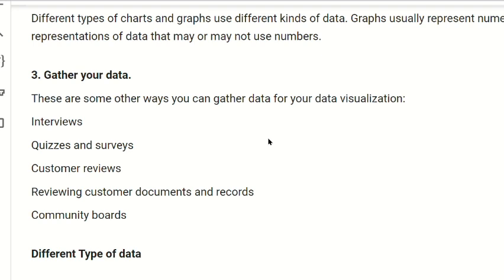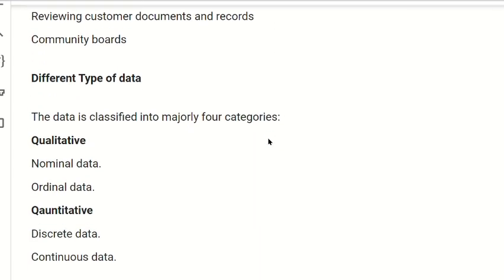Basically, we have customer reviews, quizzes and surveys, reviewing customer documents and records, or community boards. Based upon interviews, we get more data. Or you can use social networks to gather your data. These are some other ways to get that data.